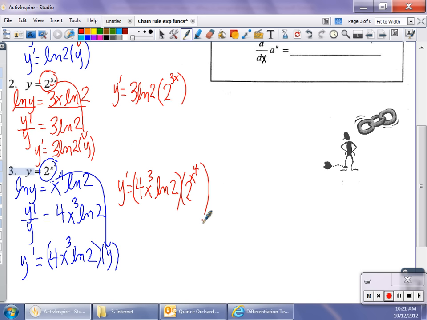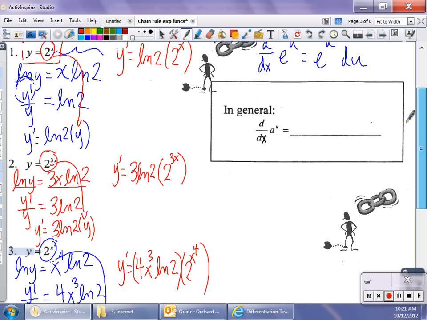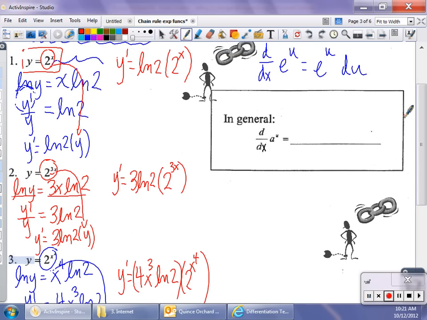That's the original function. All right, now let's take a look at all three of these, and let's see if I can get them all in one screen. Notice that in every derivative, one thing that they have in common is that in all three cases, we have the ln of the base. And in all three of these examples, the base was 2.